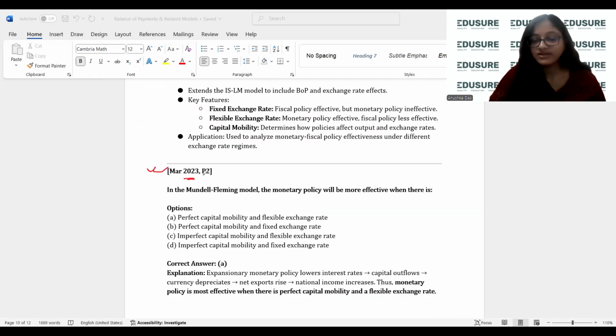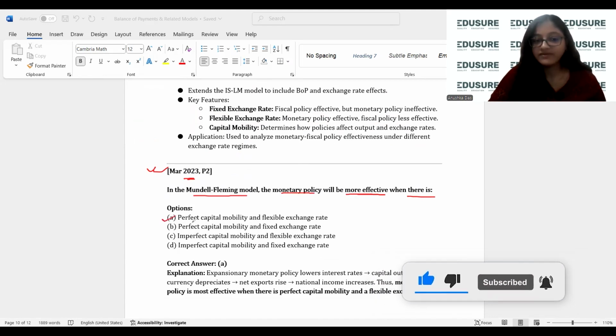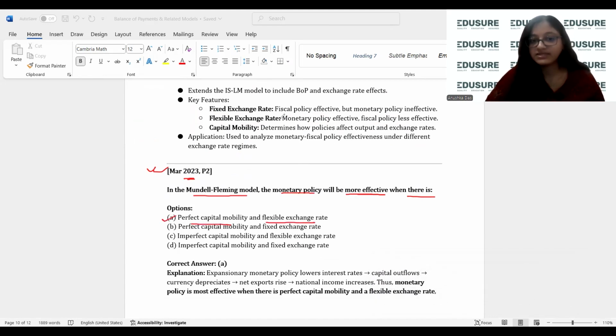Now let us see some questions. This is a recent question from March 2023. In the Mundell-Fleming model, the monetary policy will be more effective when? Is it perfect capital mobility with flexible exchange rate, perfect capital mobility with fixed exchange rate, imperfect capital mobility with flexible exchange rate, or imperfect capital mobility with fixed exchange rate? It will be perfect capital mobility, flexible exchange rate, which is given here. If perfect capital mobility and flexible exchange rate are there, monetary policy will be effective. You have to remember these two points.